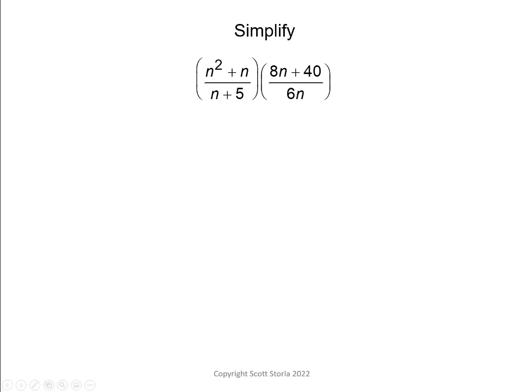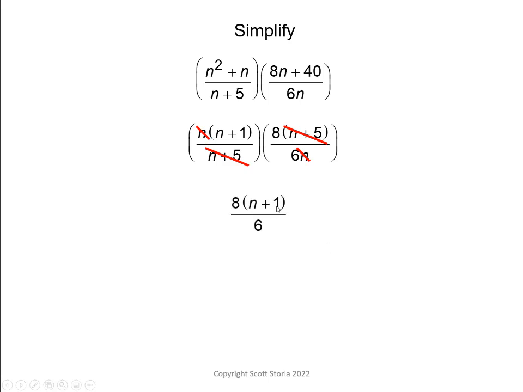Here's another. This time I've got a couple of greatest common factors. I've got a factor of n here and a factor of 8 here, and so I'm going to factor those out. And then I notice I have a couple of factors of n that can reduce, and n plus 5s that can reduce, so I'll take those. And I'll be left with 8 times n plus 1 over 6. Make sure you keep your parentheses here, because that 8 has got to multiply both of these terms. And of course, I've got a common factor of 2 here, so this will be 4 and 3. And there's my final result.